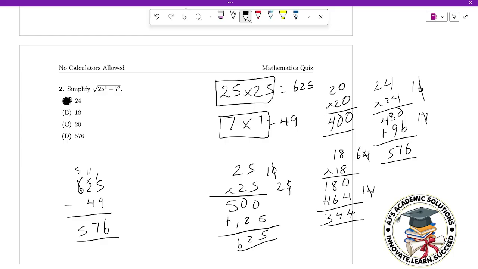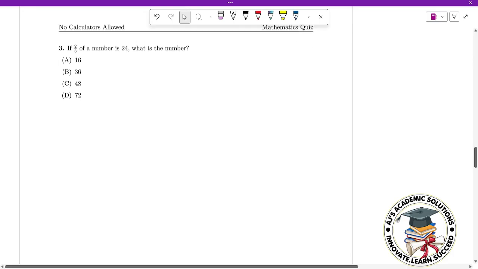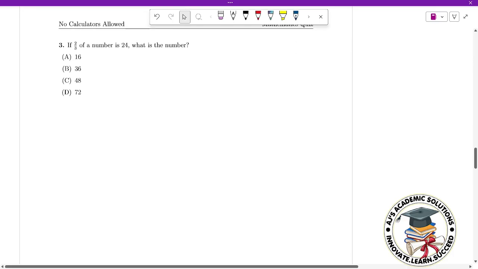So let's move on now to the next question, where we have 2/3 of a number is 24. What is the number? This question requires you to understand how to read a statement and then write it in algebraic form. So what exactly does this want you to do? We have 2/3 of a number, but we don't know what the number is, but we know it's 24.